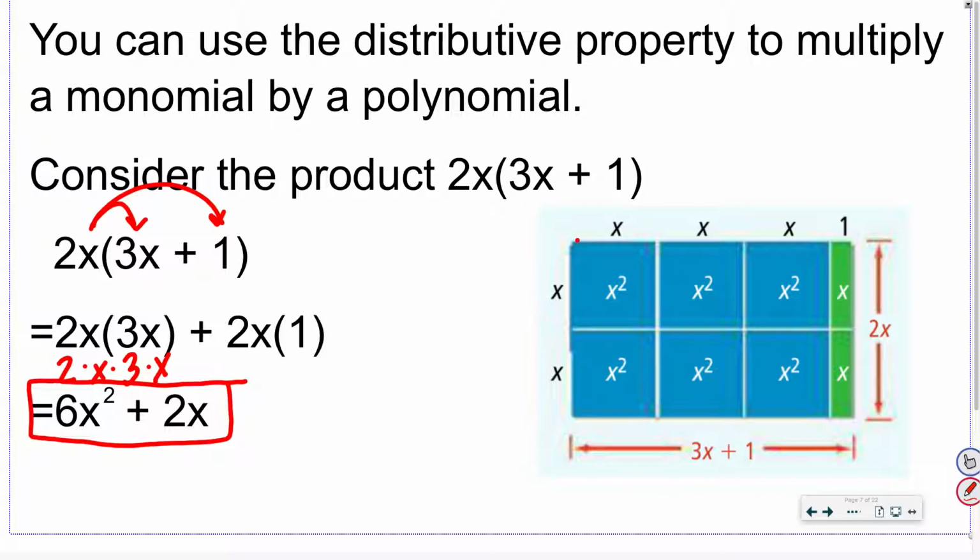The length here of this rectangle is represented by 3x plus 1. And the width here is represented by 2x. If I break it out this way, you can actually see where the numbers are coming from. If I find the area of this square, x by x, it would be an x squared, an x squared, an x squared, 3 more x squareds, and then you have your 2 x's.